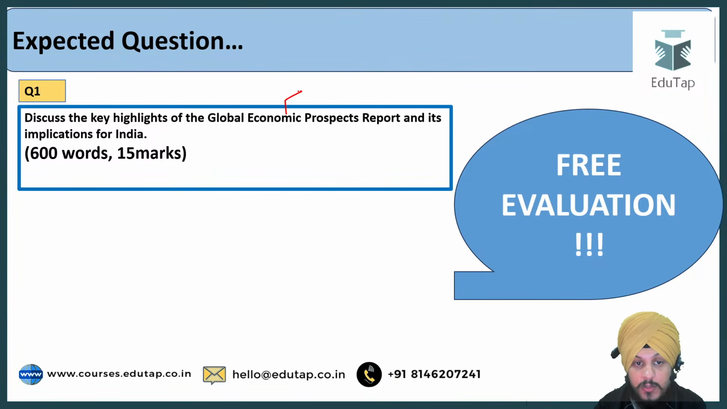If you do not know, this report is released by World Bank, and it is released on a semi-annual basis. One edition is published in the month of January and the second edition is published in the month of June. So this is for June 2026, the latest edition that has been released by the World Bank. I hope it is clear to everyone.